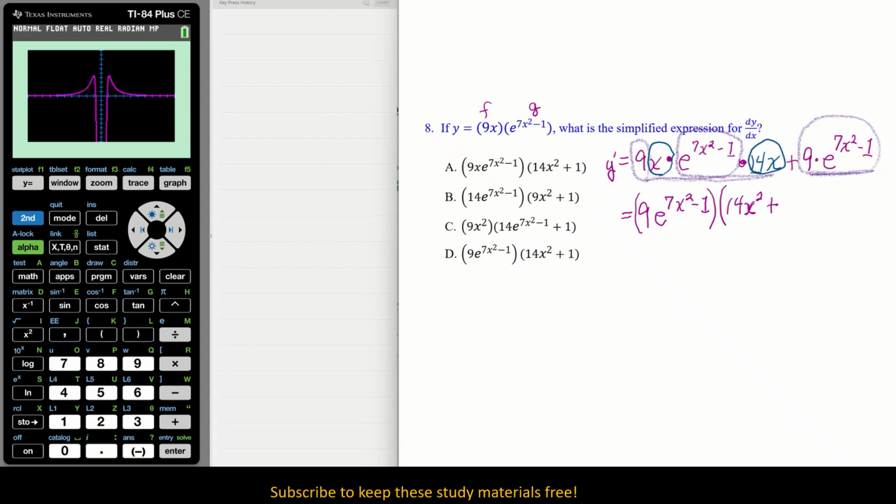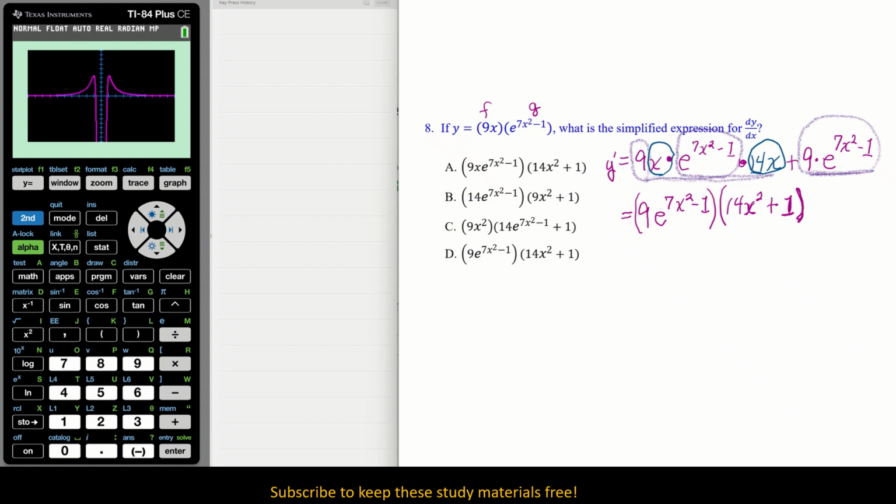Well, what happened when I pulled out the 9e to the x squared minus 1? Well, that just left a number 1. If you've done several of these, you get used to what it should look like and how to do them. If you're not sure what I did, rewrite it, maybe write it differently and do it for yourself again. I've done so many of these that I just kind of see it.